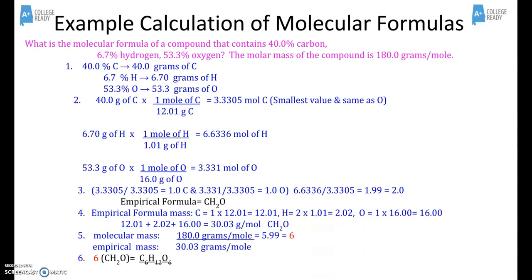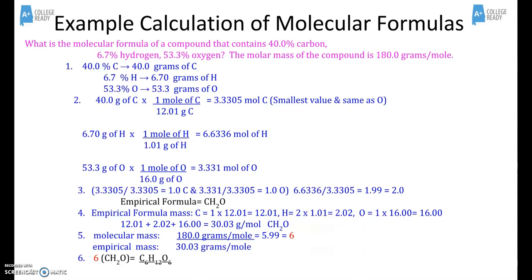So each percentage can be converted to its grams. It's the same amount. Then we'll take the grams of each element, use that dimensional analysis mole concept, go from grams to moles, dividing each element by the atomic mass of that element. So carbon's 40.0 grams divided by 12.01 grams gave me my mole amount there for carbon. My 6.70 grams of hydrogen divided by 1.01 grams of hydrogen from the periodic table gets my 6.6336 moles of hydrogen. And then my 53.3 grams of oxygen divided by its atomic mass from the periodic table of 16.0 gets my 3.3 moles of oxygen.